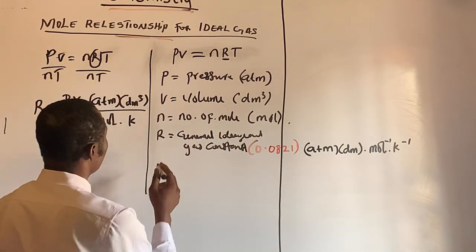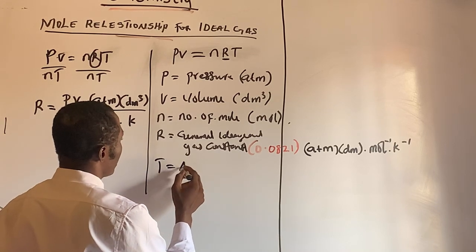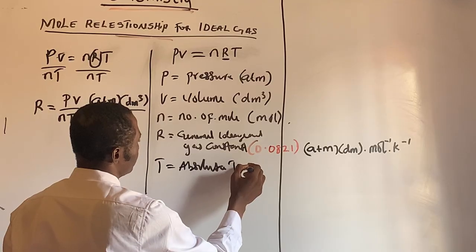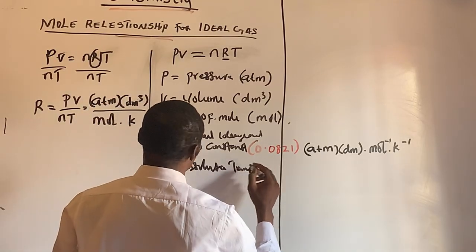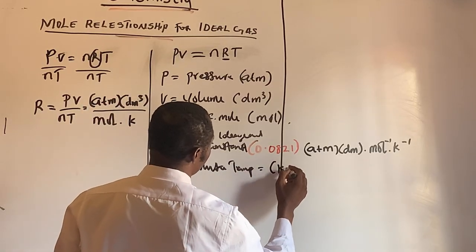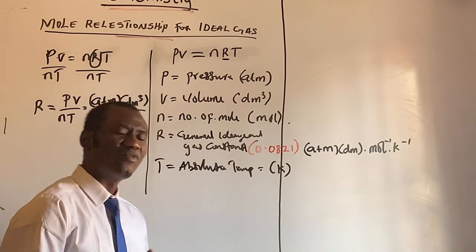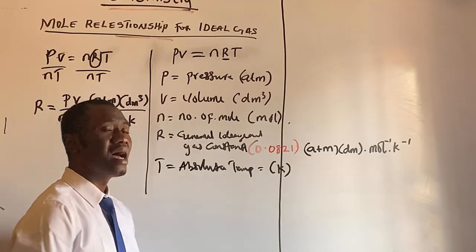Then what do we have there? Last one is temperature. This is known as the absolute temperature, and it is measured in Kelvin. All right, these are what you need to know while calculating for mole in ideal gas.